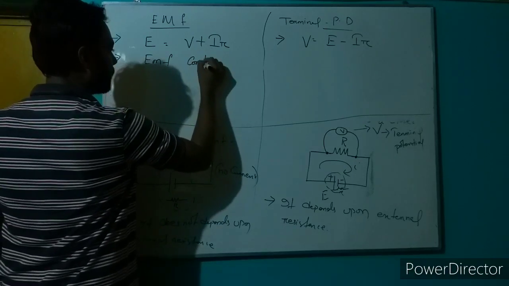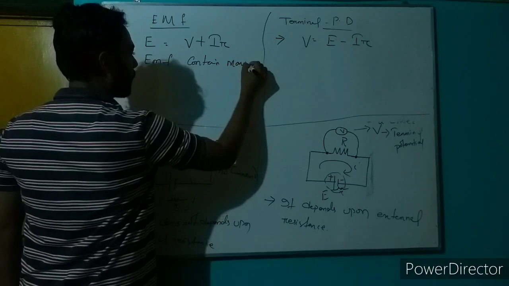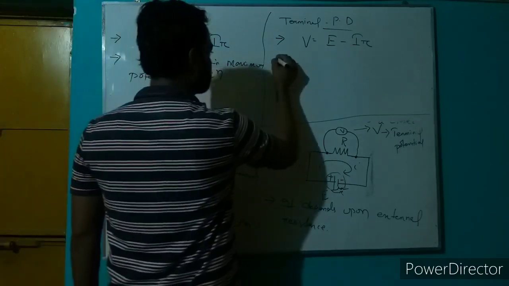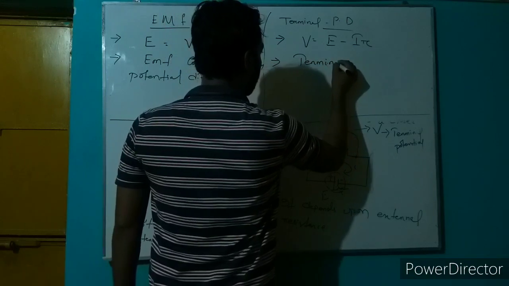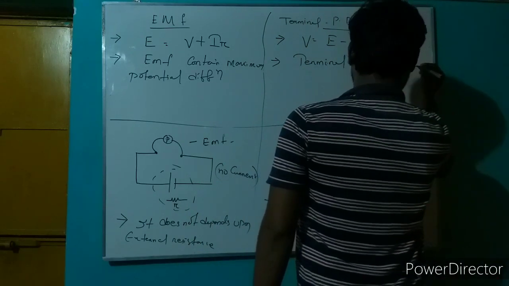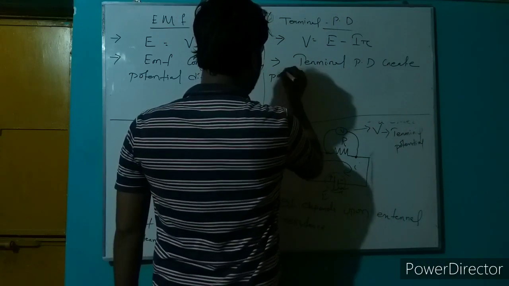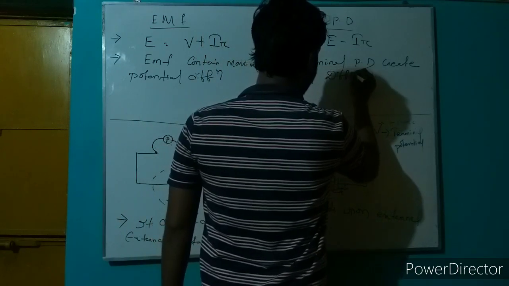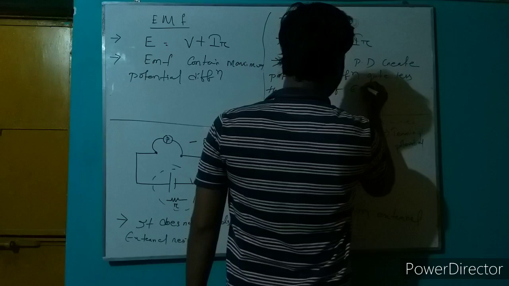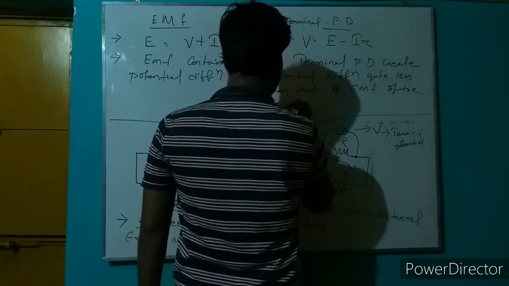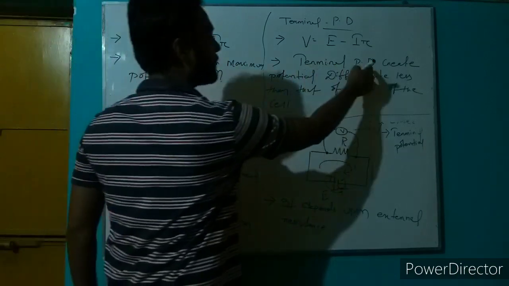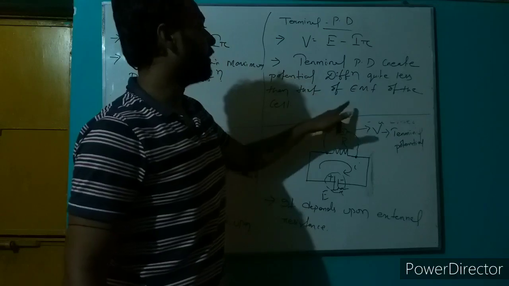EMF contains maximum potential difference. Here terminal potential difference creates potential difference quite less than that of the EMF of the cell. Clear? So EMF contains maximum potential difference. Here terminal potential difference creates potential difference quite less than that of EMF of the cell.